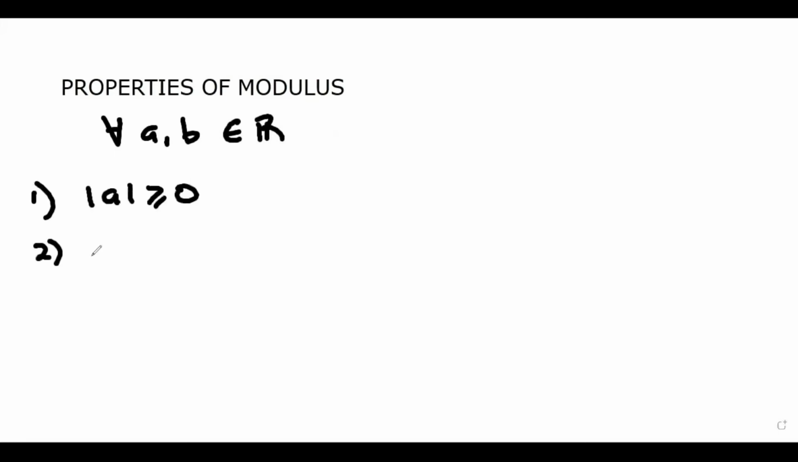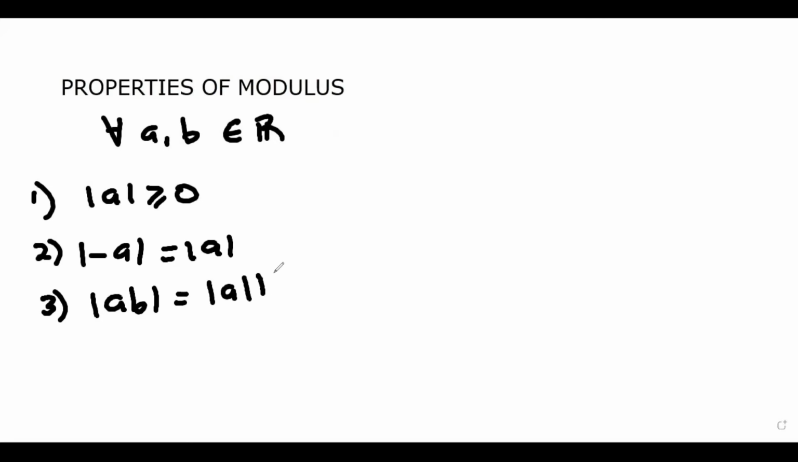So now we have some properties of modulus. For all A and B in the reals: 1, the modulus of A is greater than or equal to 0. 2, the modulus of -A is equal to the modulus of A. 3, the modulus of A times B is equal to the modulus of A times the modulus of B. 4, the modulus of A divided by B is equal to the modulus of A divided by the modulus of B.